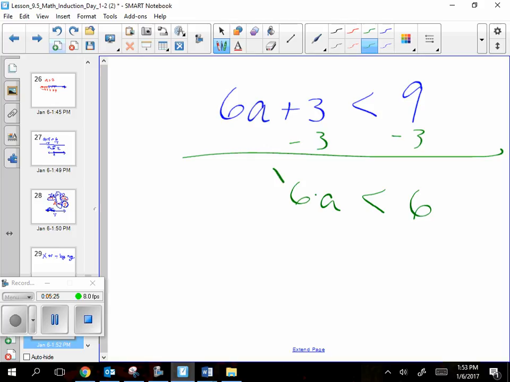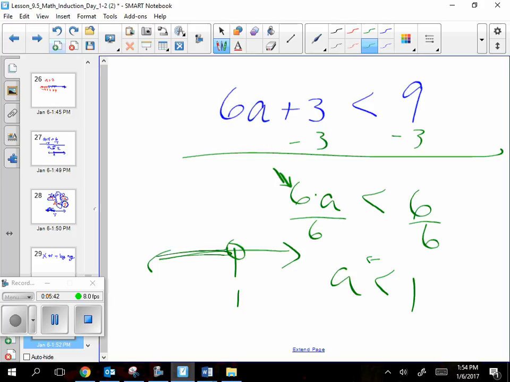Now, I'm almost done. Get that 6 off of there, and the a will be alone. Divide by 6. Good. And that makes it a is less than 1. And that's the answer. And I find the 1, and here's the 1. And I have the pointy ends going that way, so it goes this way. Now, remember the whole alligator eats the bigger one thing?